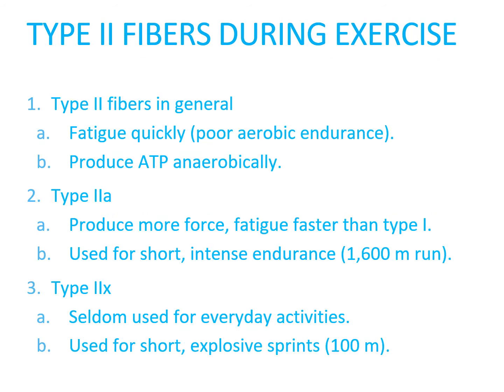Type 2 muscle fibers, on the other hand, in general, tend to fatigue much more quickly, which means they have poor aerobic endurance, but they also produce ATP anaerobically and much faster. Type 2A muscle fibers will produce more force but fatigue faster than type 1, so we tend to use these more for short endurance activities, something like a mile run, maybe an 800. Type 2X, on the other hand, are seldom used for everyday activities and tend to be found in short explosive movements like sprints, such as the 100-meter dash.